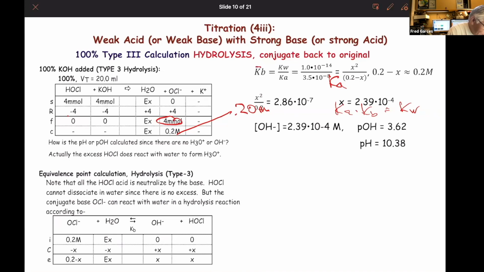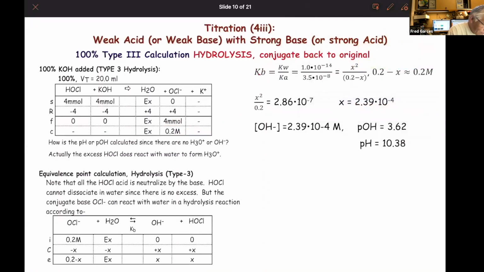This is my Kb. Let me clear this for you. Kb equals Kw over Ka. That happens to be, what is that value? 2.8786 times 10 to the minus 7. And what I did here was, well, let's figure it out. Hydroxide ion concentration is equal to the square root of 2.86 times 10 to the minus 7 times 0.2.